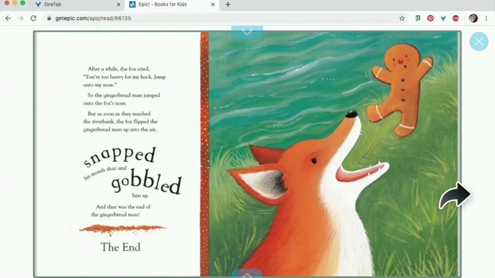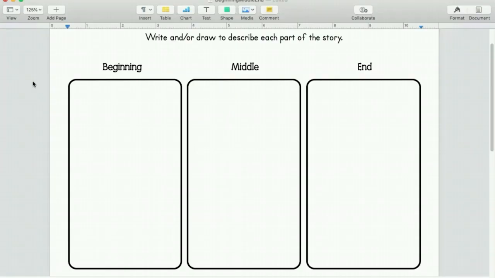The end. I hope you enjoyed that story, boys and girls. Now let's talk about how we can retell the story, especially focusing on the beginning, the middle, and the end. So let's look at what I have on my screen. I made a simple paper with 3 boxes, one that says beginning, one that says middle, and one that says end. And this is something you could do anytime you listen to a story.